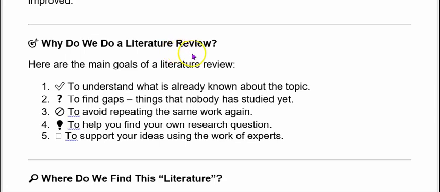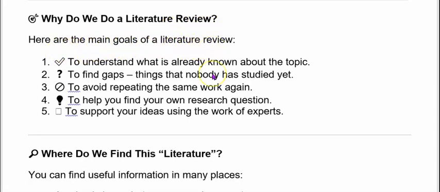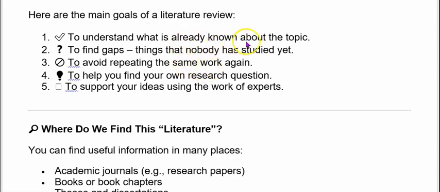Why do we do a literature review? Here are the main goals of a literature review. To understand what is already known about the topic, to find gaps, things that nobody has studied yet, to avoid repeating the same work again, to help you find your own research question, to support your ideas using the work of experts.